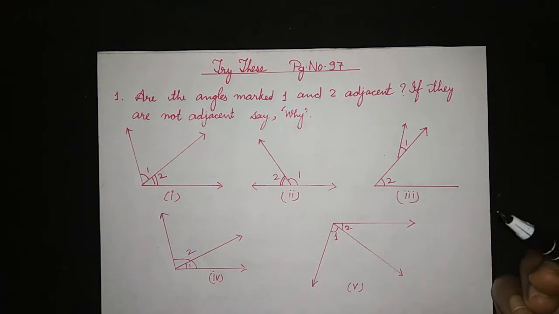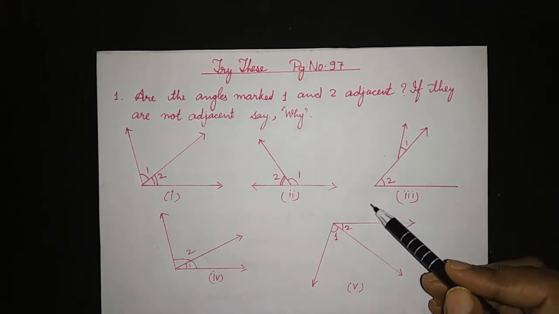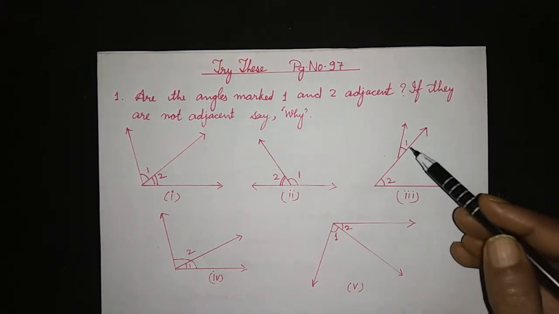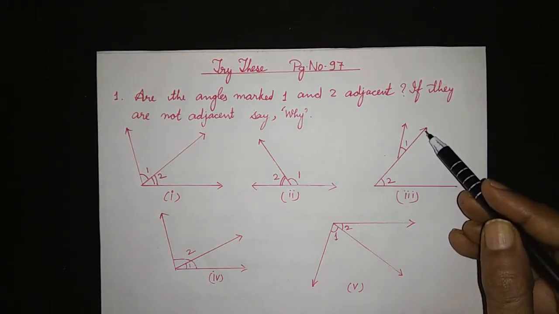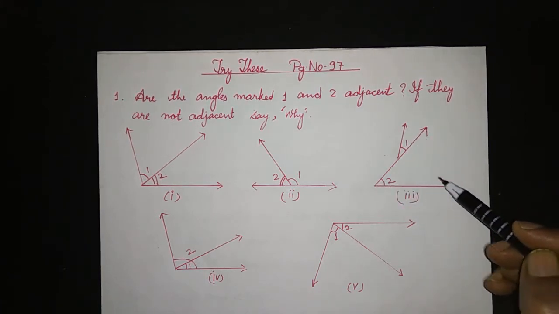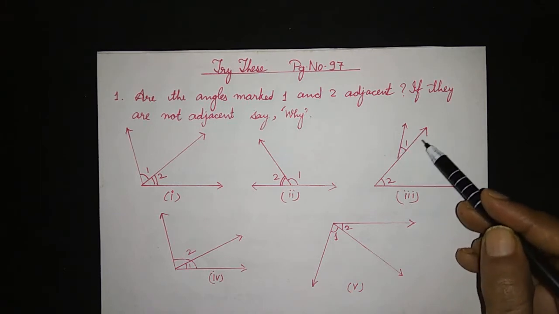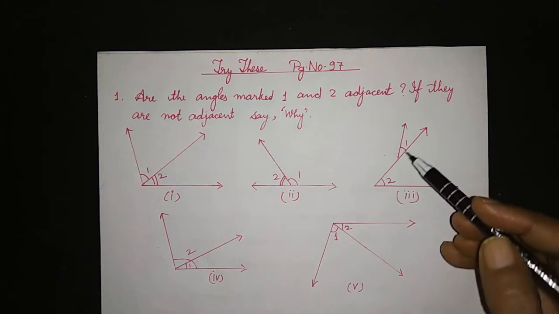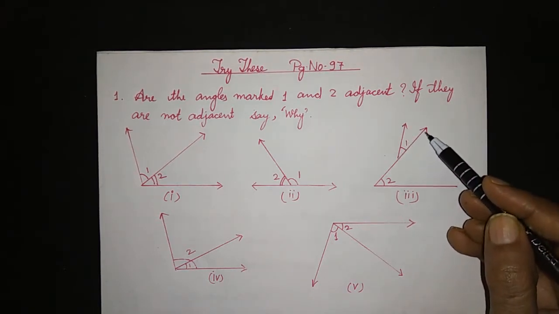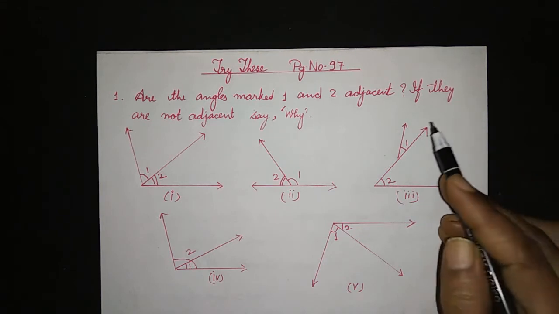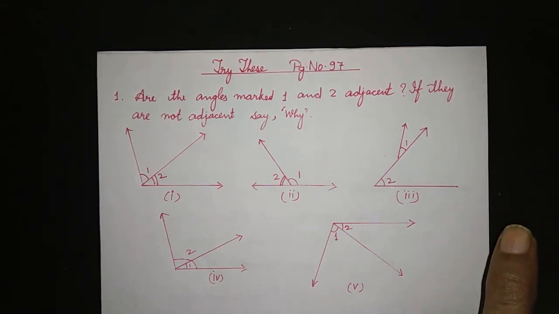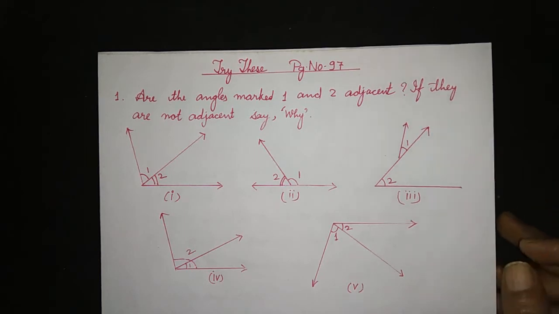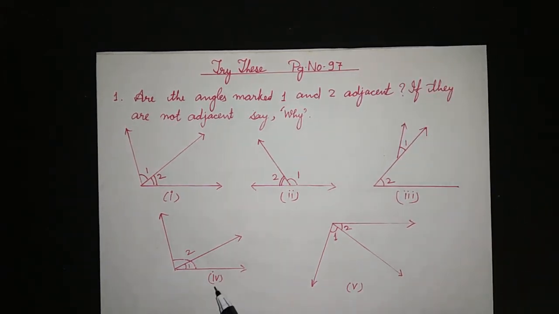Now you will think, why? Because they do not have a common vertex. Angle 1 is here and angle 2 is here. You can see they do not have a common vertex. So you can say that angle 1 and angle 2 are not adjacent. Now see the fourth figure of this question.